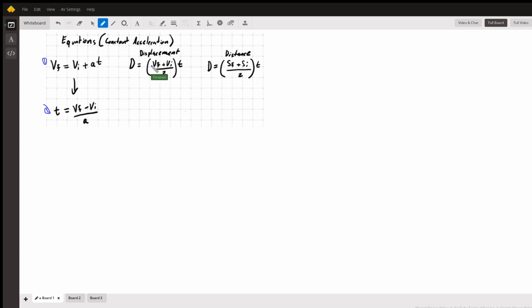Now to calculate the displacement, all we have to do is find the average between the final and the initial velocity, and then we multiply by the time. Same goes for distance, but this time instead of using velocity, we use speed. So we find the average of the speeds, the initial and the final, and then we multiply by the time.